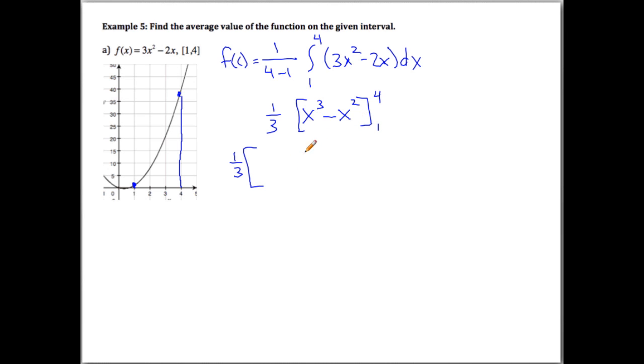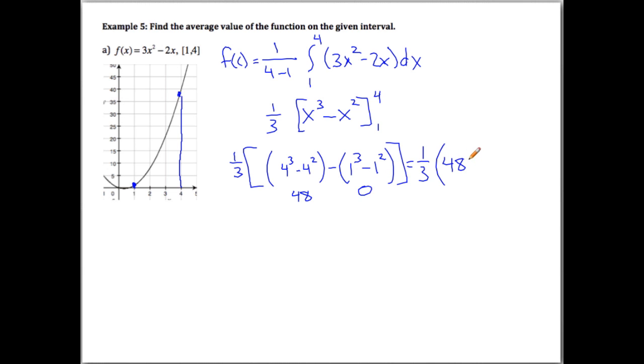And we're going to substitute in 4 for x. So we have 4 cubed minus 4 squared. And then minus, let's substitute in 1 for x. So we get 1 cubed minus 1 squared. Okay, and this is going to be 1/3 times this. Actually here, 1 cubed minus 1 squared, that turns out to be 0. And this turns out to be 48. So we have 48 minus 0. So it's really 1/3 times 48, which is 16. Okay, so again, what that tells us is the average value of the function on the interval is 16.